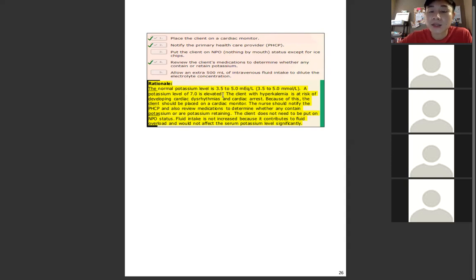The normal potassium level is 3.5 to 5. A potassium level of 7 is very highly elevated. The client with hyperkalemia is at risk of developing cardiac dysrhythmia and cardiac arrest. Because of this, the client should be placed on a cardiac monitor. The nurse should notify the healthcare provider and also review the medication to determine whether any contain potassium or are potassium retaining. The client does not need to be put on NPO status. Fluid intake is not restricted because it contributes to fluid overload and would not affect the serum potassium level significantly.